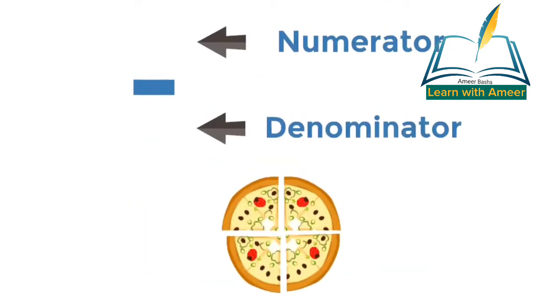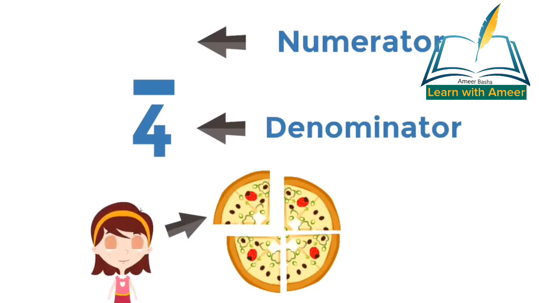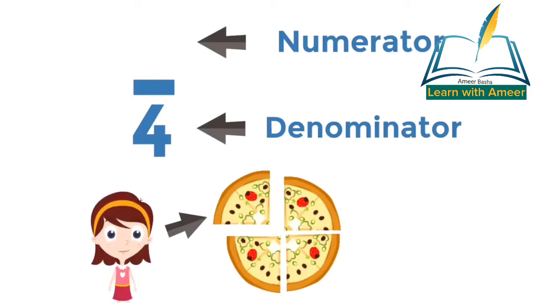Now there is one more example. See here children, now we have a pizza which is cut into 4 pieces. Now in denominator, how many total pieces are we having children? 4. So in denominator what will we write? 4. So then suddenly a girl came and she wants to take one slice from that whole pizza.